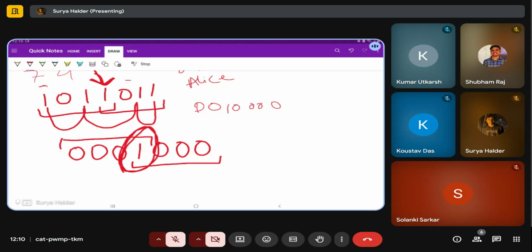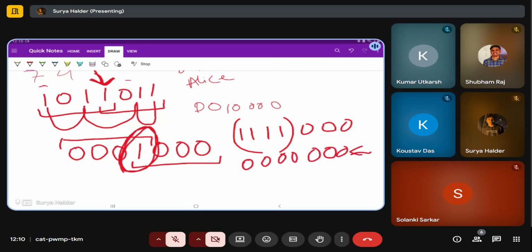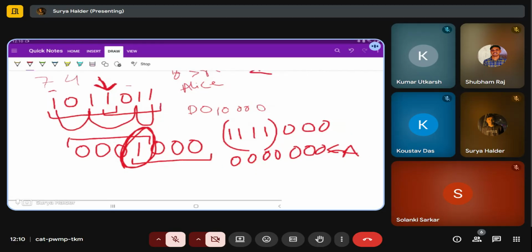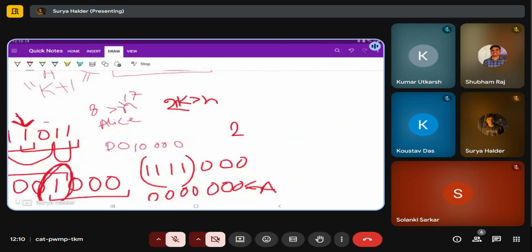So suppose Bob chooses the first four elements and converts them into 1. Now in Alice's turn, I am not getting k plus 1 ones. I can simply choose these four ones and convert them into zeros. And then Alice will be winning. So the basic strategy is that when 2k is greater than n, then try to keep 1 in the middle, if possible.